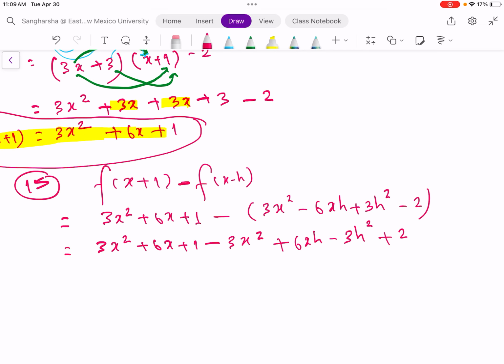We look for the like terms. Positive 3x squared, negative 3x squared, it cancels, it is 0. We do have like terms, so positive 1 and positive 2, these are the like terms. So we have 6x from here, we have plus 6xh minus 3h squared plus 1 plus 2, that is plus 3. And this is the final answer. Okay, 6x plus 6xh minus 3h squared plus 3.